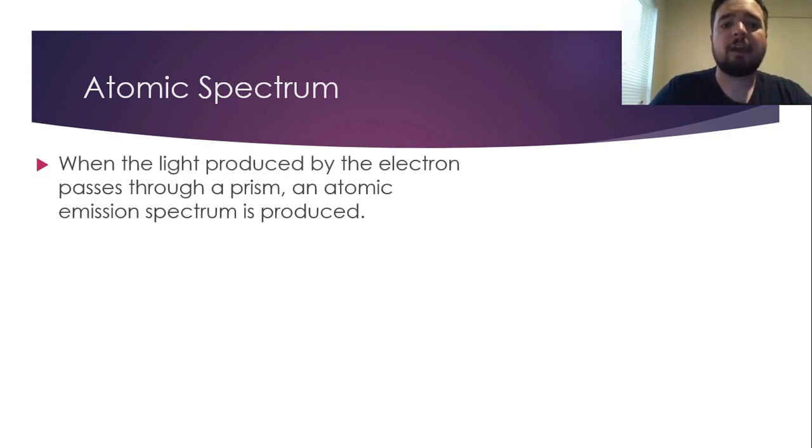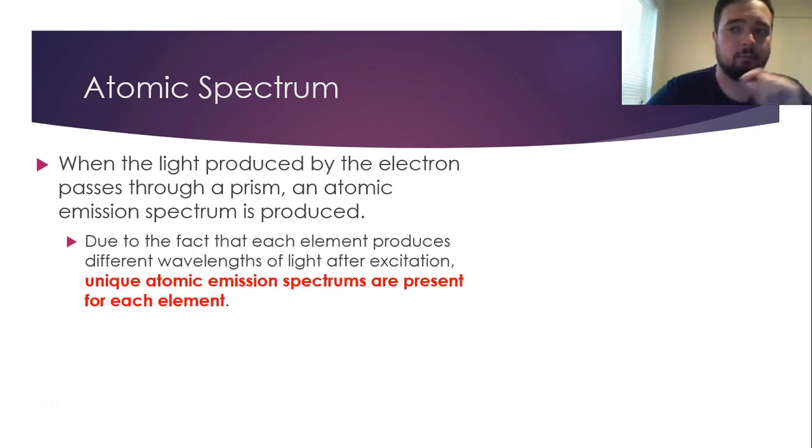Atomic spectrum. So when the light produced by the electron passes through a prism, which, if you've seen Dark Side of the Moon, the album cover for Pink Floyd, white light passes through a prism like a triangle, and then multiple colored light comes out. That's exactly what happens. It passes through some type of prism where the light is spread out into different colors and different wavelengths, that we can see or that we can't see. That emission spectrum is produced when it happens.